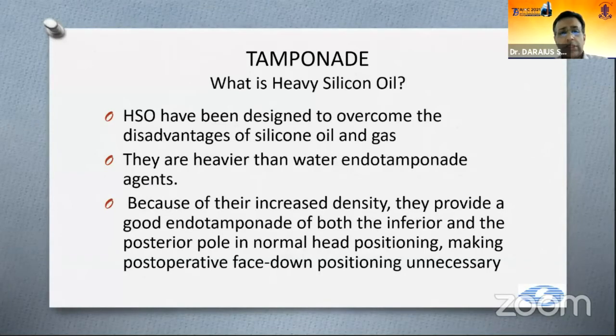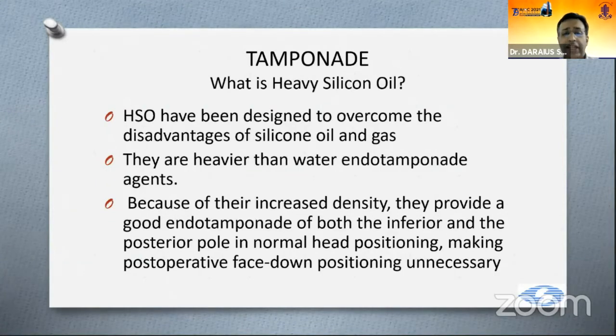So just coming towards the end about tamponade. So what is heavy silicone oil? It is basically something which has been designed to overcome the disadvantages of routine oil or gas. These are heavier than water tamponades, and they can endotamponade the inferior retina and the posterior pole in the normal positioning. So there's no need for face down positioning if you use this.